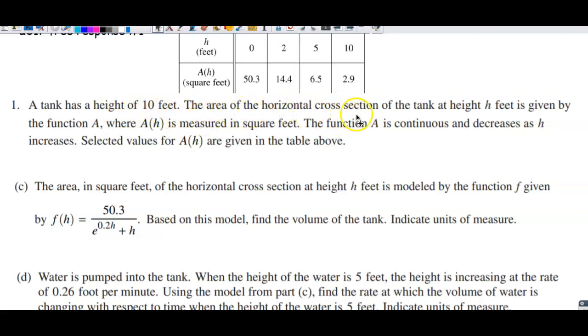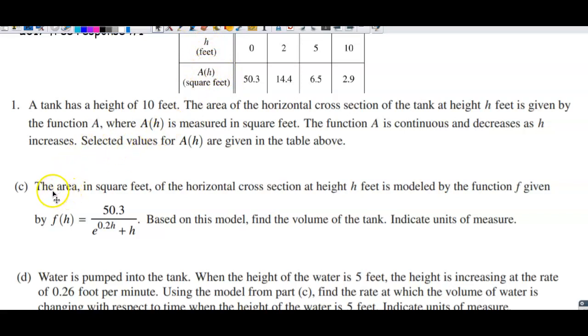The area of the horizontal cross-section of the tank at height h feet is given by the function a, where a of h is measured in square feet. The function a is continuous and decreases as h increases. Selected values of a of h, area, are given in the table above. So h is feet, a of h is square feet.